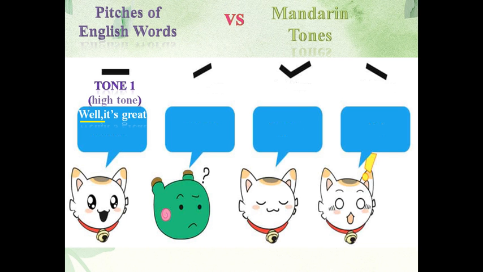Now, let's have a look at the examples to see the similarity of tone 1 of the two languages. Here are the pinyin with tone 1. Listen, please. Well, it's great. Well, ma. Well, ba. Well, da. See? English pitch well here matches tone 1.